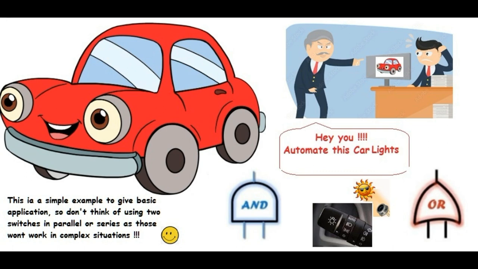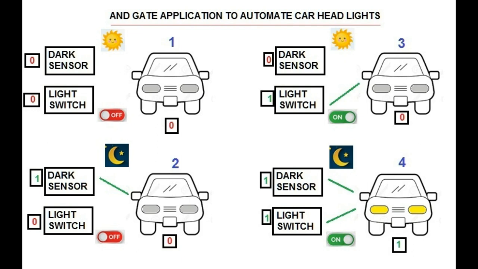Imagine a scenario where your angry boss asks you to automate a car headlight using a light switch and a darkness sensor. A further twist is he needs two modes. First mode, where he demands that lights should be on only if it is dark and the switch is put on as well. Here we can use an AND gate.